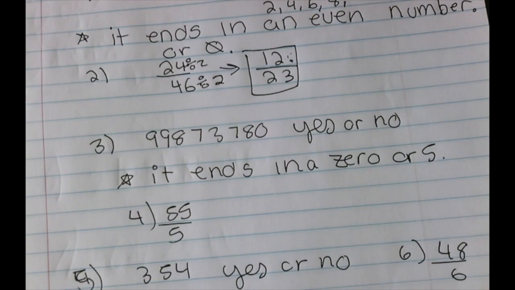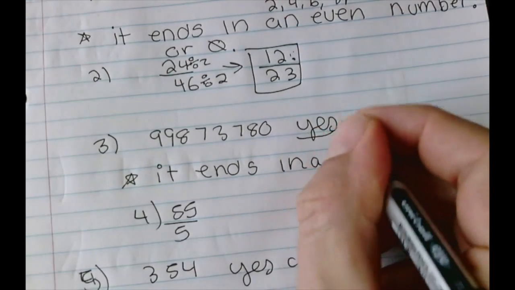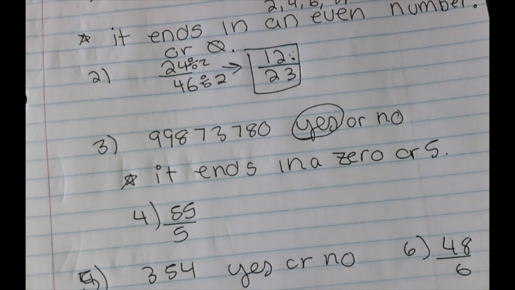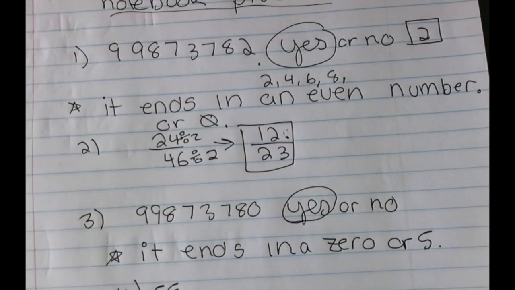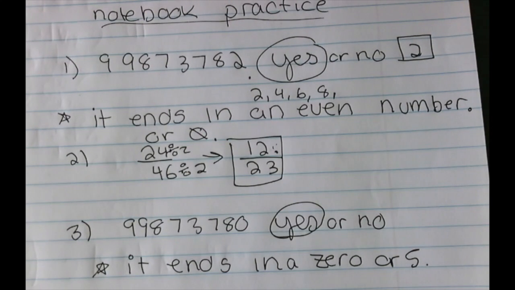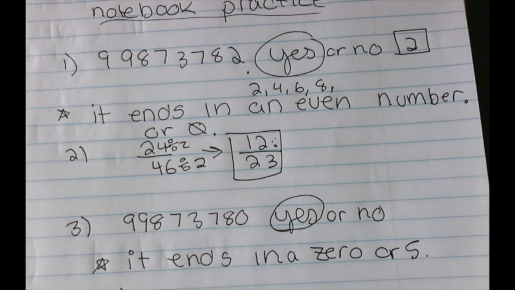Let's take the number 99873780. Wow, this is a big number. We want to know whether it's divisible by 5. Well, you can tell a number is divisible by 5 if it ends in a 0 or 5. It ends in a 0, so therefore, yes, it's divisible by 5. Can you think of any other numbers we could divide this number by? Well, if we look back to our previous example, if it ends in an even number or 0, it can be divisible by 2.